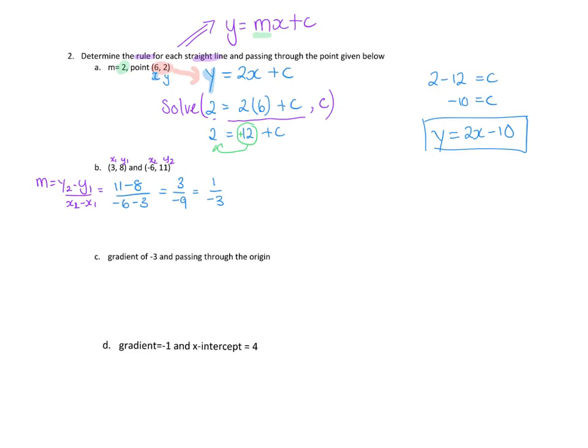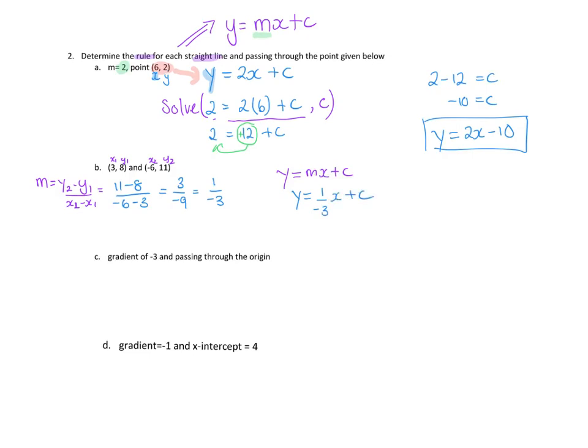So now we're going to keep going. So we need to get the equation. So we know the equation's this formula, mx plus c. And now we know the m. So really I can say the m is a negative a third x plus c.